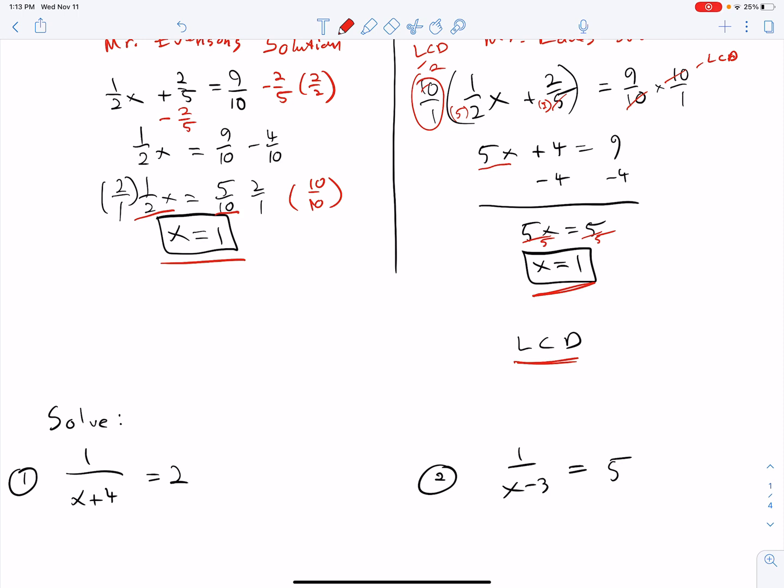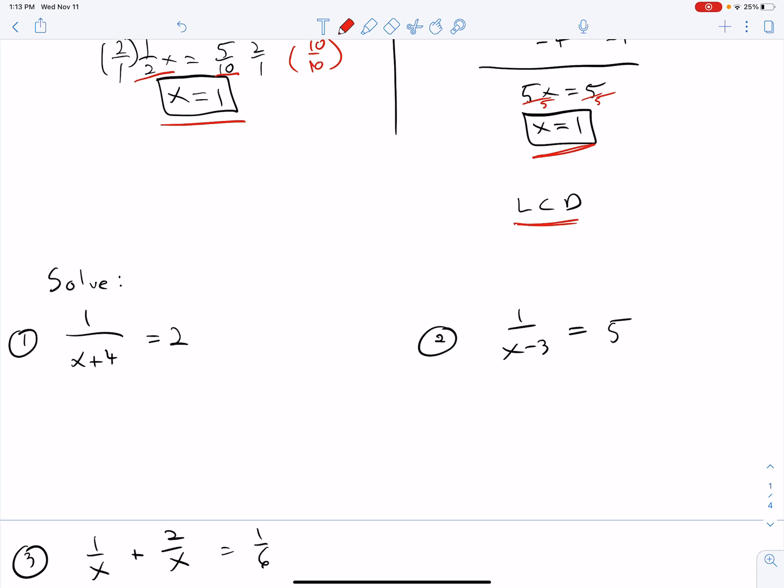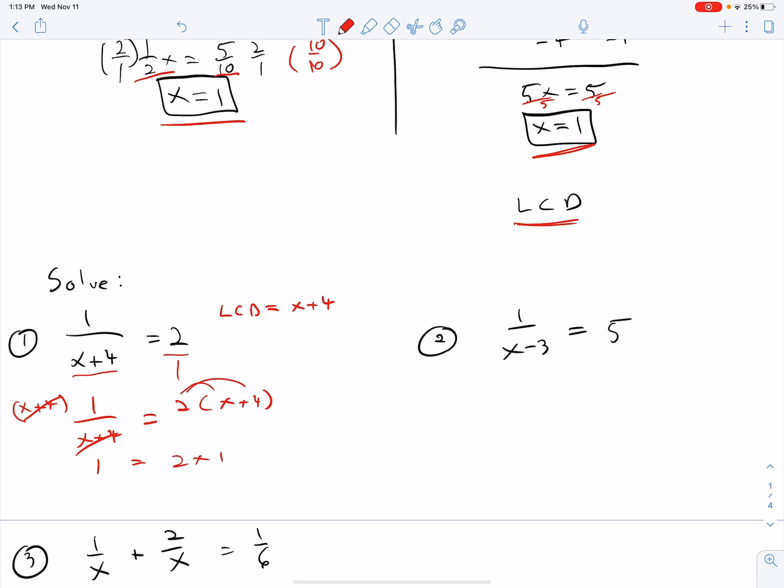Let's take a look at a couple of examples. If we're going to solve 1 over x plus 4 equals 2, I want to use the least common denominator. We have x plus 4 on the one side, and we have a 1 on the other. So my least common denominator here is going to be that x plus 4. We want to multiply each side of the equation by that x plus 4. If we have x plus 4 times 1 over x plus 4 equals 2 times x plus 4, that x plus 4 is going to cancel out on the left side, leaving us with 1. And that's going to equal, once we distribute, 2x plus 8.